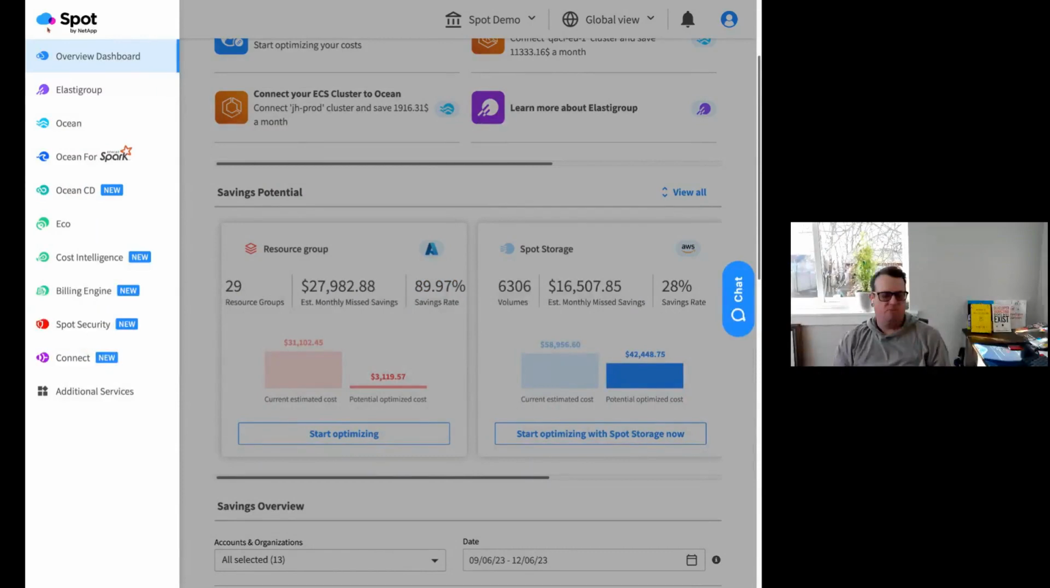You can see here we've stacked the products in a very easy to follow manner. We have Elastigroup, our virtual machine and load balancing and traditional infrastructure tool. Ocean, our Kubernetes management tool. Ocean for Spark, which basically takes everything that you use in Kubernetes for Ocean, but applies it to your big data workloads. Our Ocean CD tool. Eco, our FinOps tool, cost intelligence and billing engine that we went over. Spot Security and Connect.